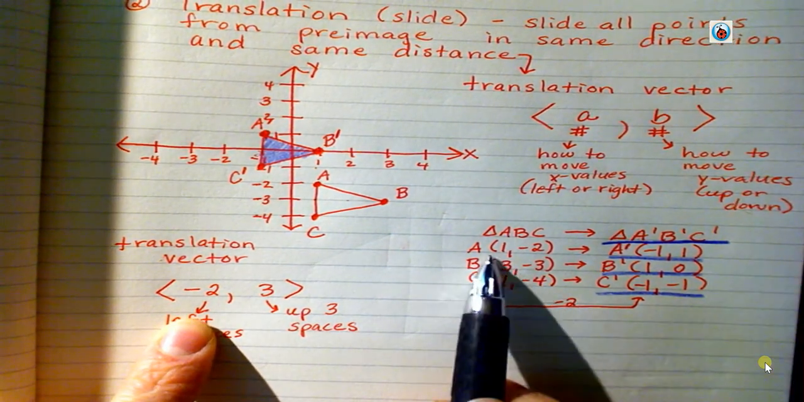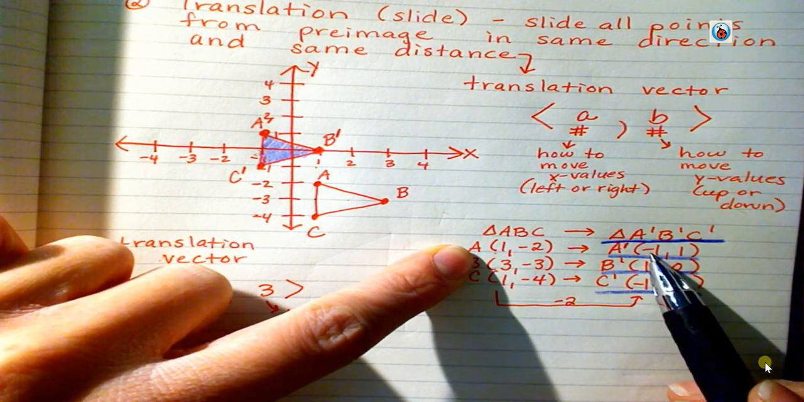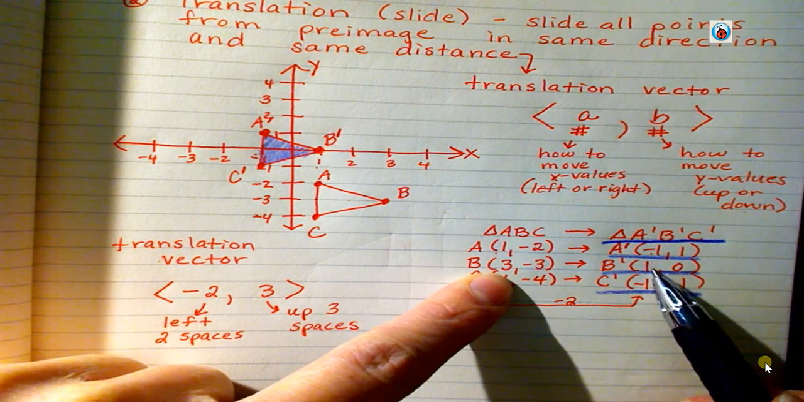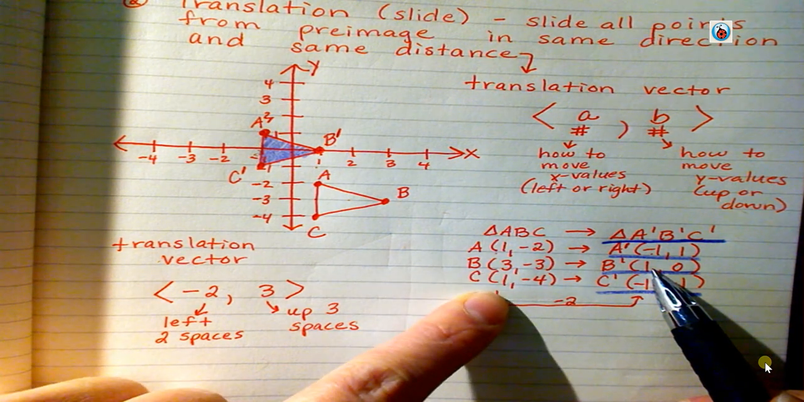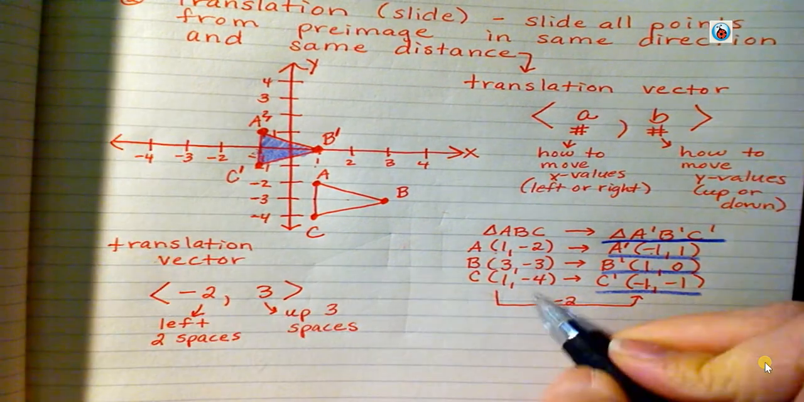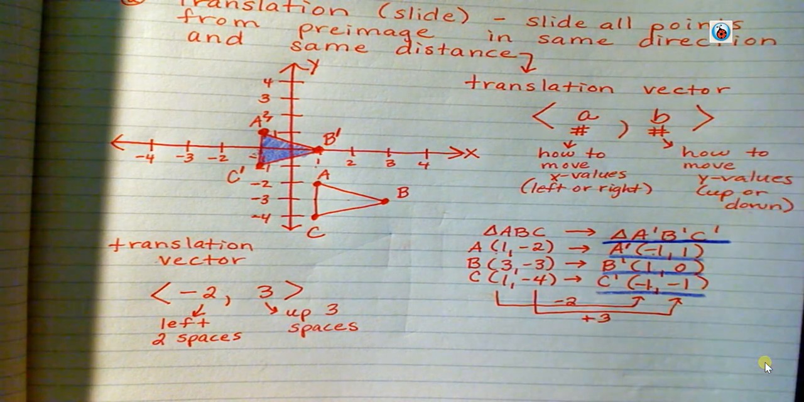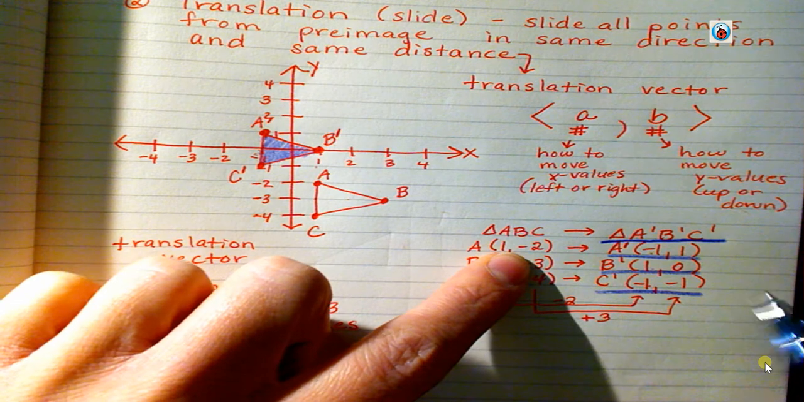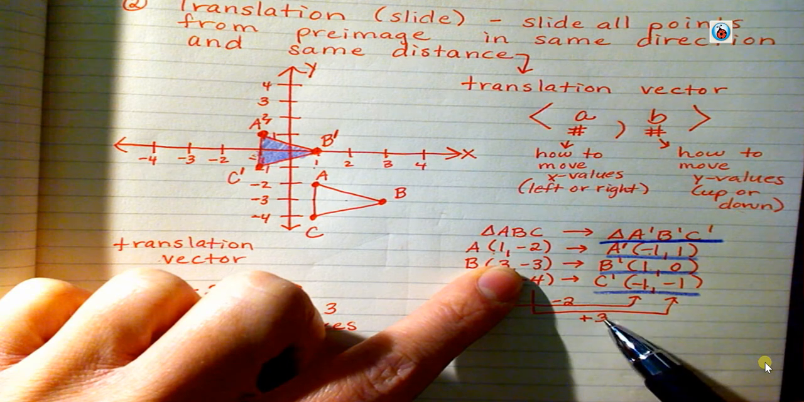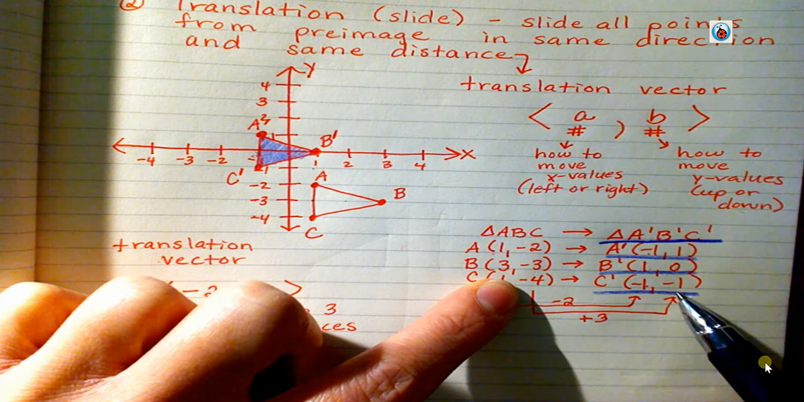So if I take the number 1 for my x value for A and I subtract 2, I end up with -1. If I take 3, the x value for B, and I subtract 2, I get +1. If I take 1, the x value for C, and I subtract 2, I get -1. My y's were supposed to go up 3. So if I take this y value -2 and I add 3, I get 1. If I take this -3 and I add 3, I get 0. And if I take that -4 and I add 3, I get -1.